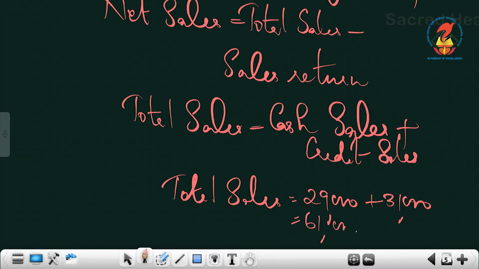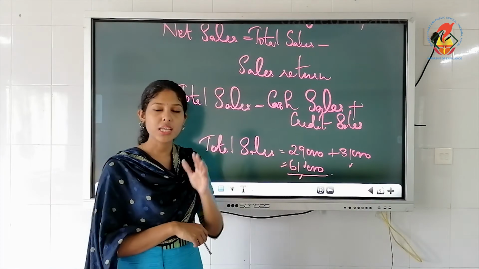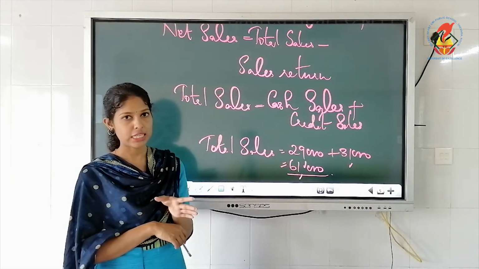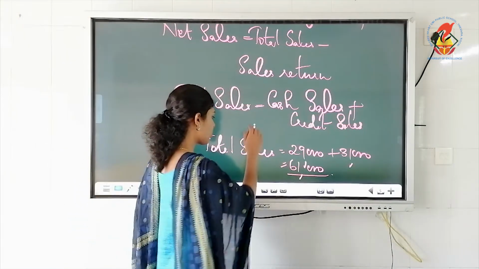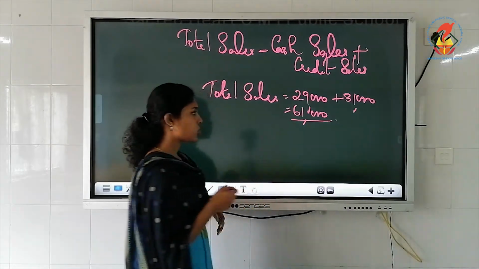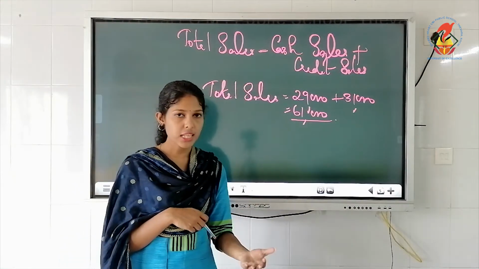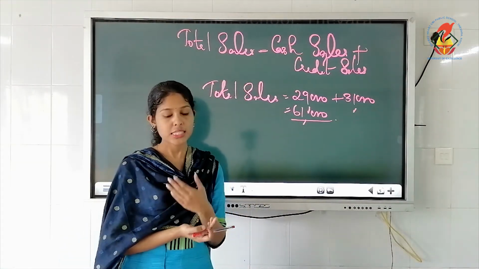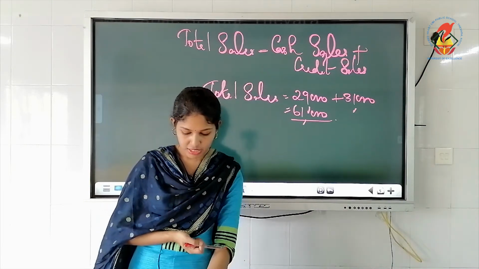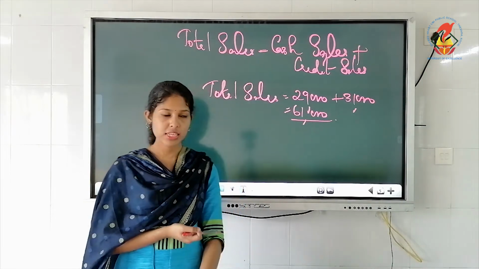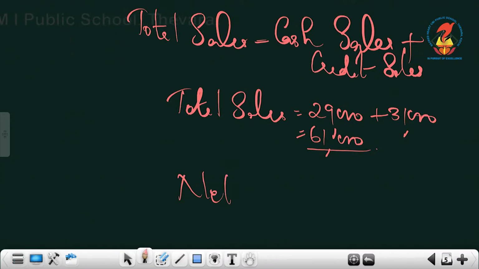Your total sales will be now 61,000. Don't double line, just double line your final figure only. Okay. So 61,000 is total sales. Net sales means total sales minus sales returns. Here, do we have any sales returns? We don't have any sales returns. So net sales will be same as total sales since we don't have sales returns.